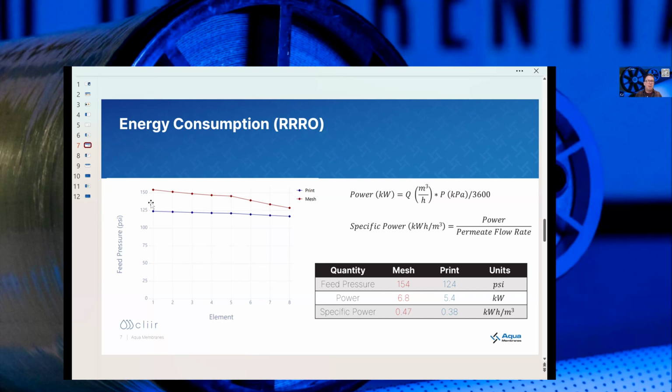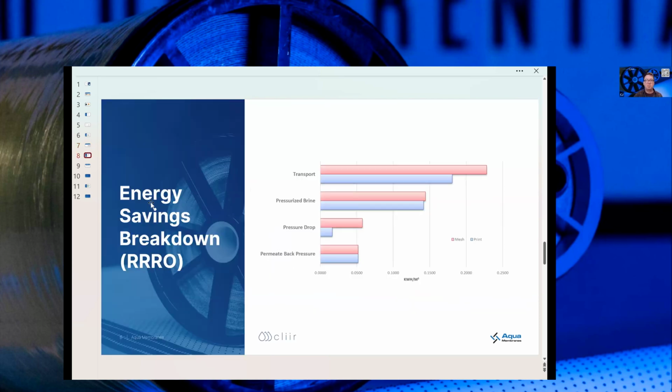But that doesn't really explain where the energy savings was coming from. And that's where this next plot gets to be a little bit more useful. We can look at the difference in the pressures that was driving water through the membrane. That's the transport. Some of the pressure ends up being released in the form of the brine. That's the pressurized brine. You'll note that's about the same because both of those have the same flow and pressure coming out the back end.